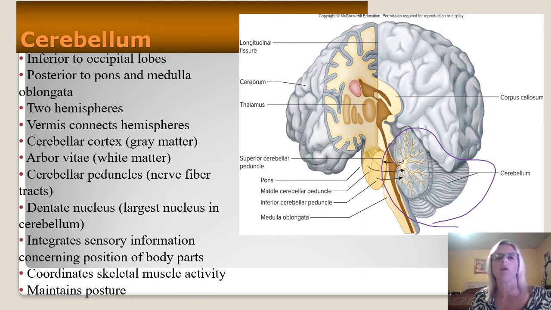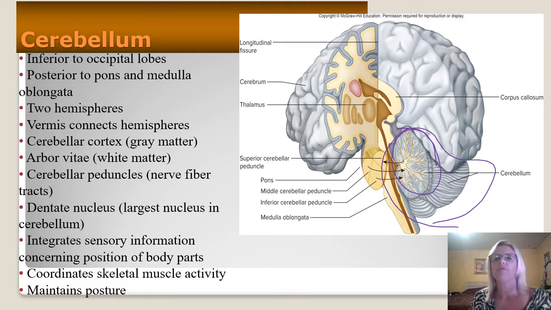Alright, so the cut into the cerebellum that you can see here shows that tree-like pattern of white matter. You can see that it really looks like a tree right there. That is called the arbor vitae. Arbor vitae means tree of life. And that is surrounded by gray matter.